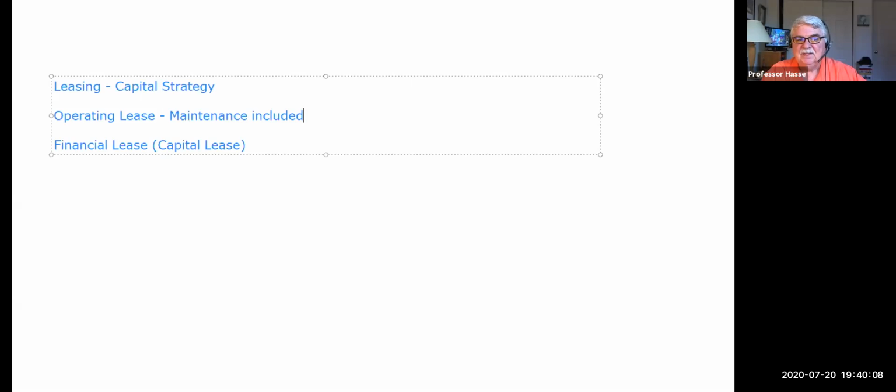So we have different types of leases, where an operating lease is usually for smaller things like copiers. Dell for many years leased out computers. They still do, but not as much. Financial leases and capital leases are for big ticket items: automobiles, heavy duty equipment, buildings. And the key thing about a financial lease is because you're amortizing the full value of the asset.